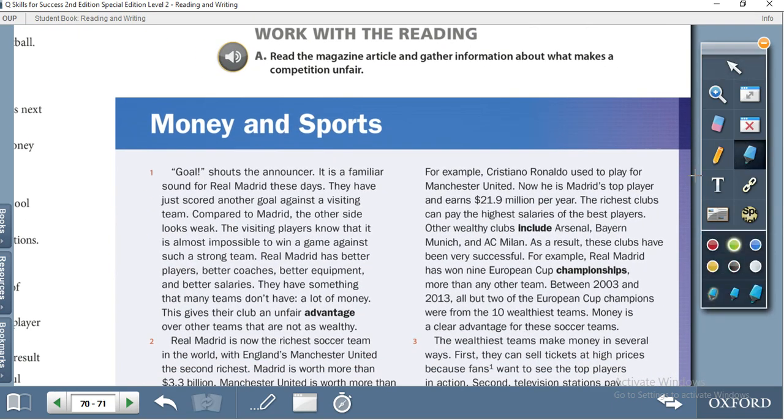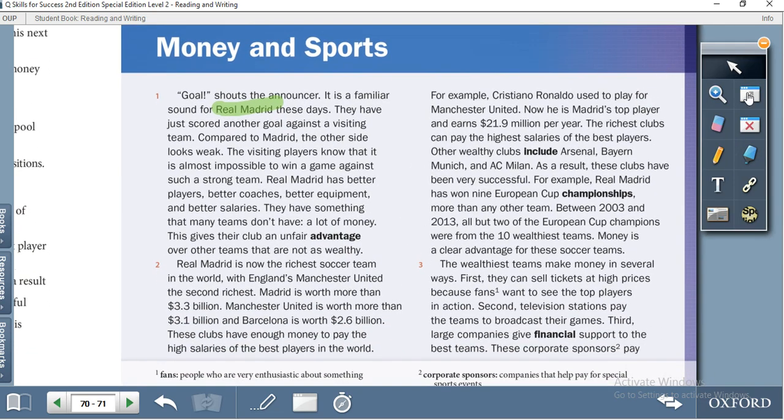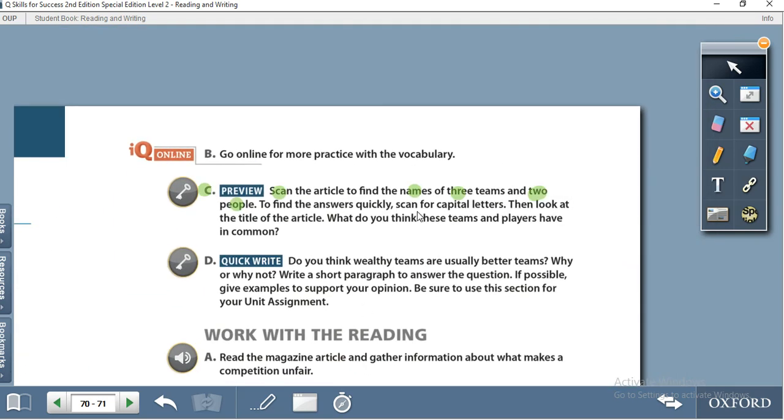Scan the article and find the names of three teams. For example, here we have Real Madrid. What other team do you see on the first side? You have some time. You have to find out the names of the teams and players. For example, Cristiano is a player. Then we have AC Milan, Manchester United, Barcelona, different teams. Write it in your notebook, find out quickly.